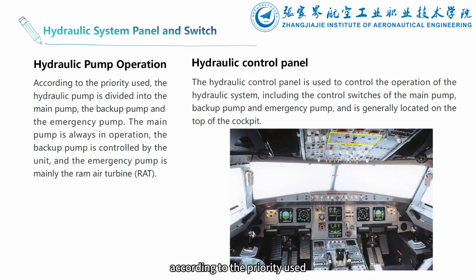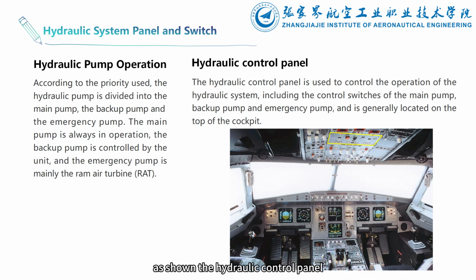According to the priority used, the hydraulic pump is divided into the main pump, the backup pump, and the emergency pump. The main pump is always in operation. The backup pump is controlled by the crew, and the emergency pump is mainly the ram air turbine (RAT). The hydraulic control panel is used to control the operation of the hydraulic system, including the control switches of the main pump, the backup pump, and the emergency pump.